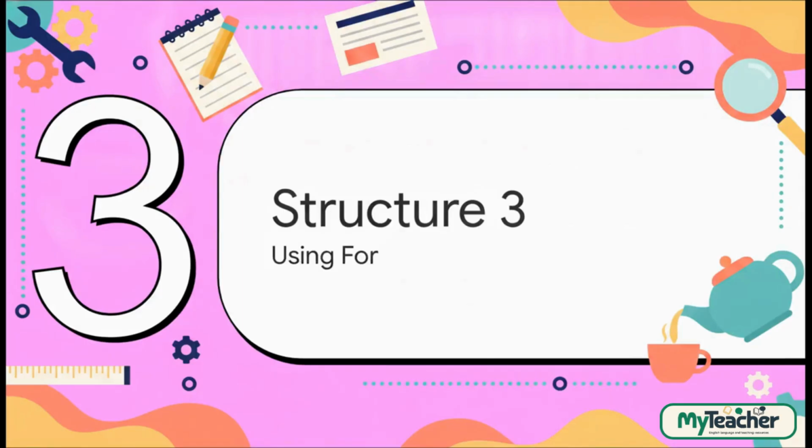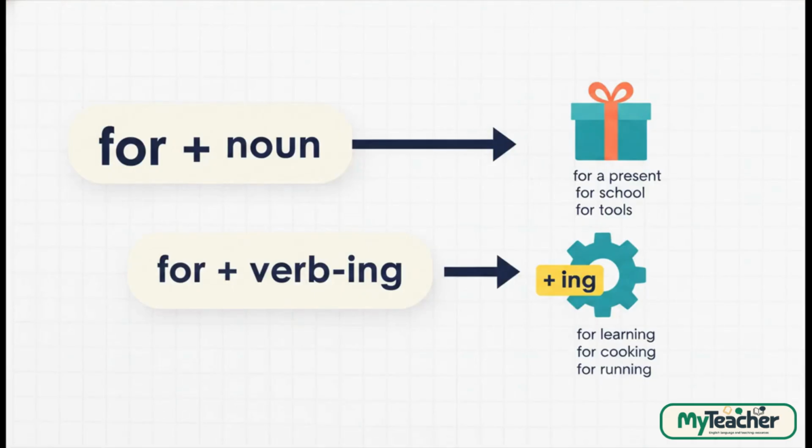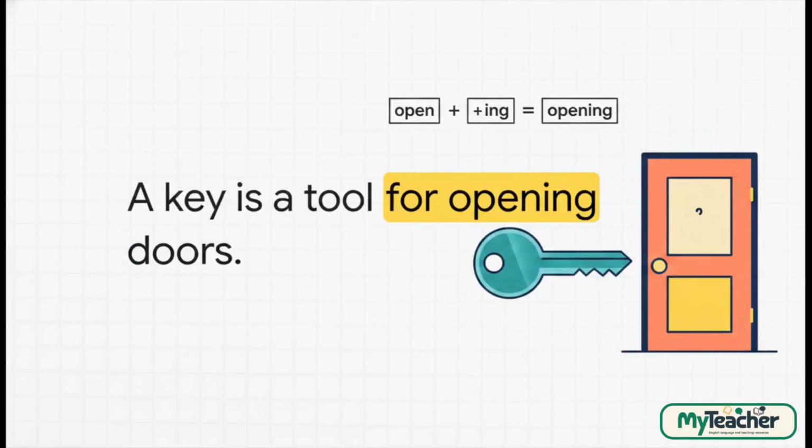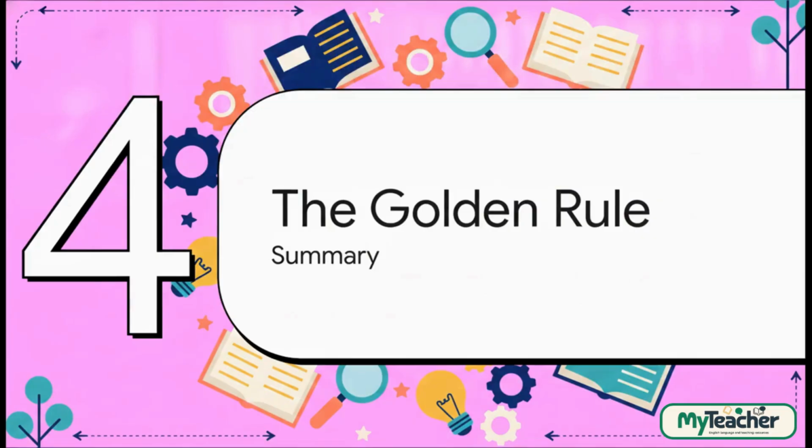All right, here is structure 3, using for. This third rule is extremely useful, especially when we talk about objects or tools. We use the word for right before a noun or before a verb ending in the letters ing to show what something is used for. Check this out. A key is a tool for opening doors. Notice that after the word for, we took the verb open and just added ing to make it opening. Really straightforward.